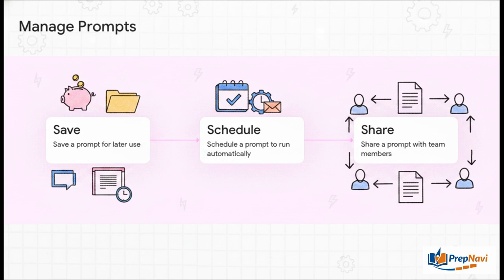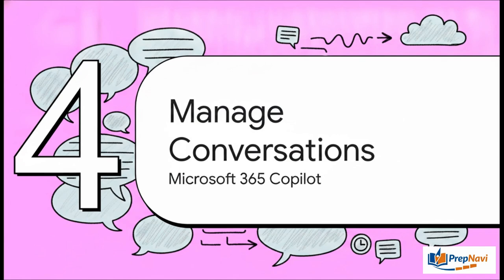You need to save it as a durable asset, schedule it so the summary is reliably waiting in your inbox when you arrive, and share it with your colleagues so the whole team benefits from your workflow. It's all about scaling your productivity. Let's shift gears to Part 4, managing your AI conversations.